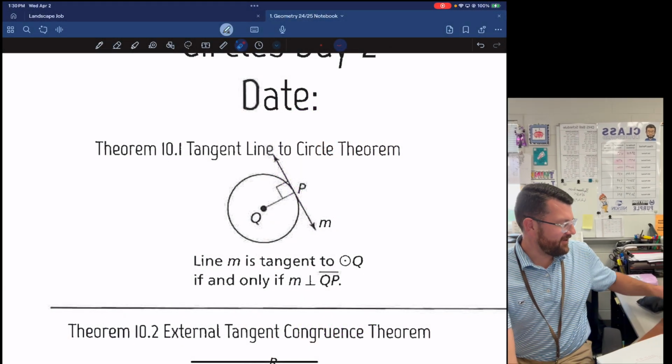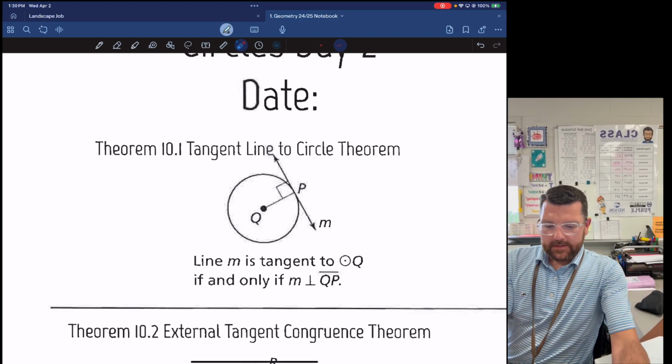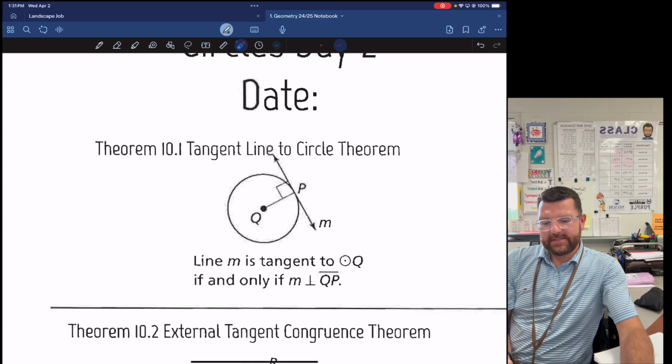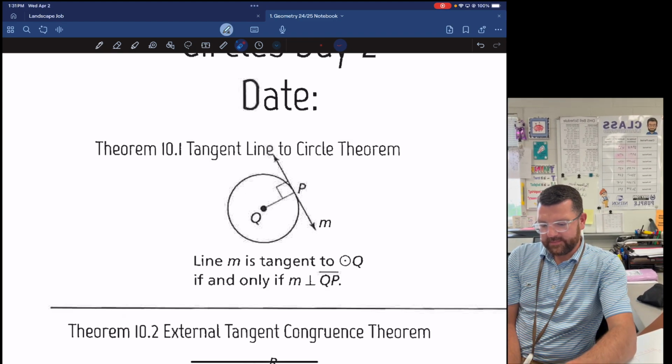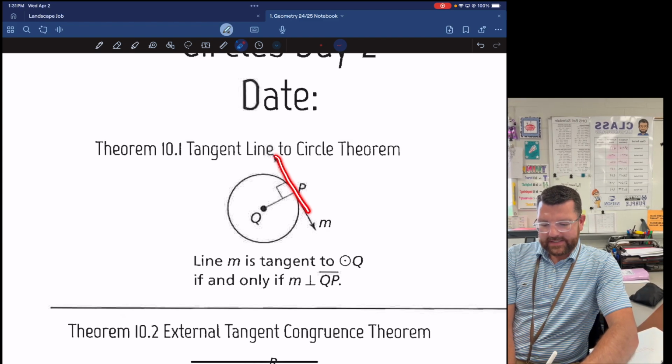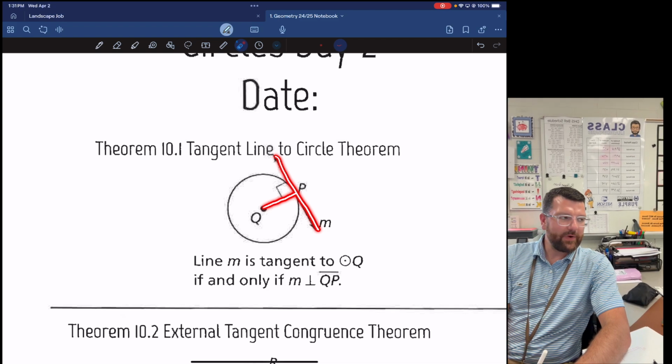Today we're going to continue in our notes about circles. The first thing you need to know is the tangent line circle theorem. The tangent line circle theorem states that a line is tangent if and only if it is perpendicular to the radius.